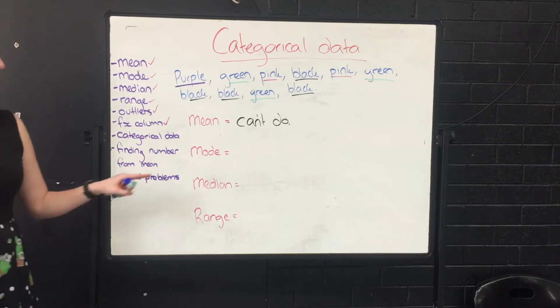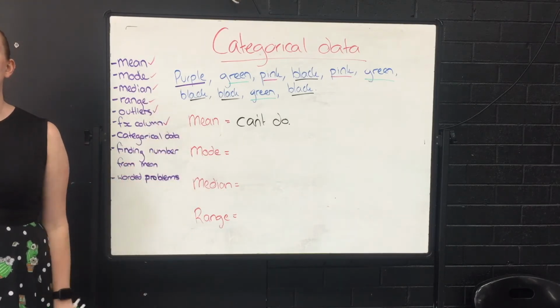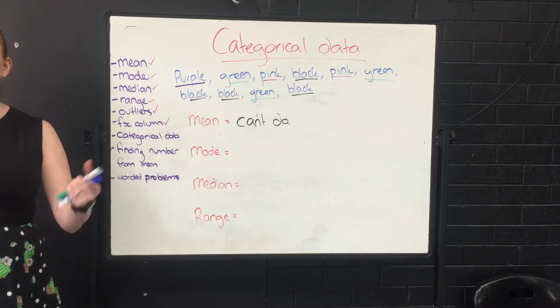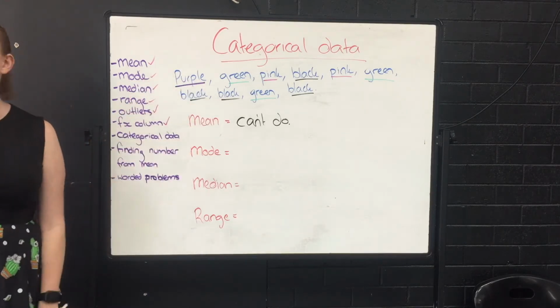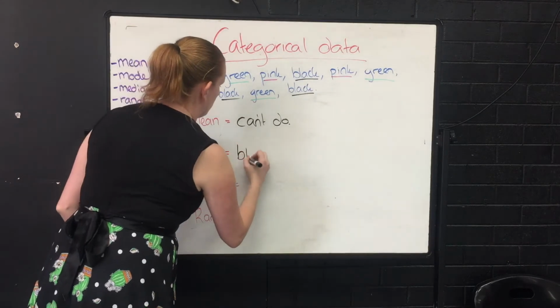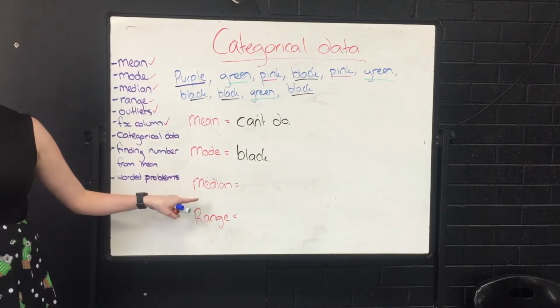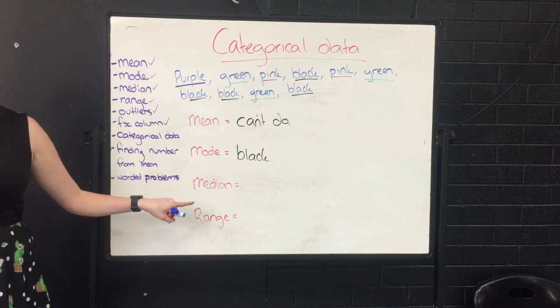What about mode? Can I find my most occurring? Is it possible to find out which is the most occurring? Yeah, it is. Great, so which one occurred the most? Black occurred the most. Can I arrange them from smallest to largest? No, I can't.